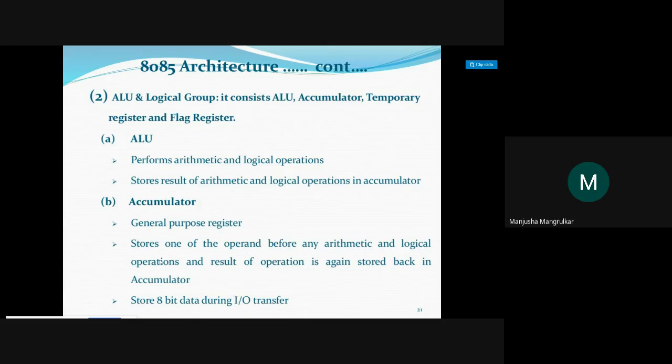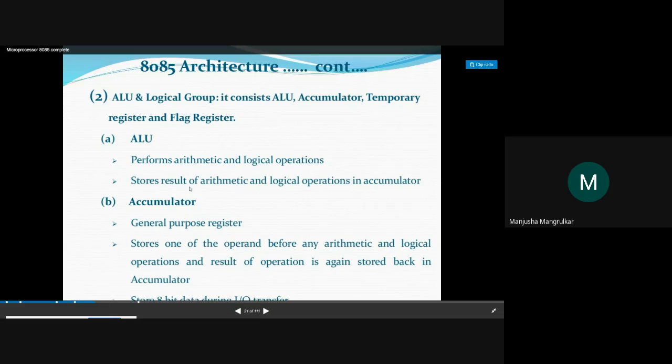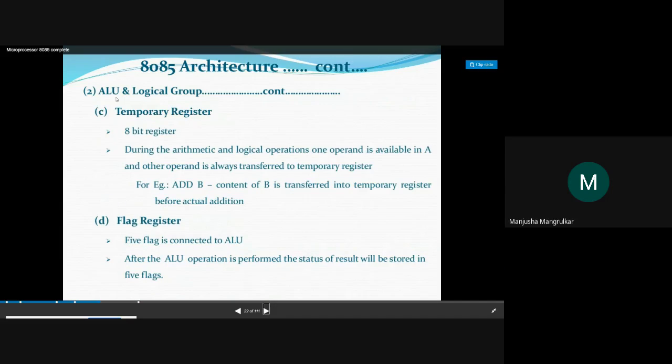Suppose we want to do 5 plus 3, then 5 has to be in the accumulator. So 5 plus 3, your result is 8. Again that 8 will be stored into the accumulator. So your result is in the accumulator. So it is 8-bit data during the IO transfer, right? So this is 8-bit data.